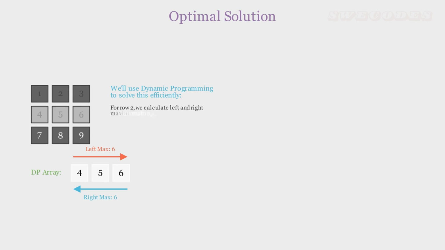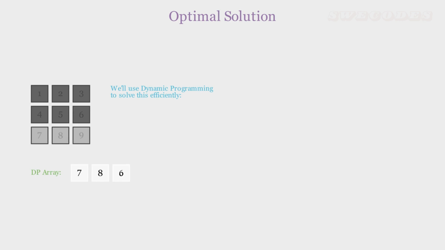Let's move on to the second row and repeat the process. Notice how our dp array updates with new values. For this row, our left-to-right maximum is 6, while our right-to-left maximum is also 6. These values help us make the best choice for this row. Finally, let's process the third row. We follow the same steps, updating our dp array and calculating our maximums. For the last row, both our left-to-right and right-to-left maximums are 9. This completes our dp array updates.